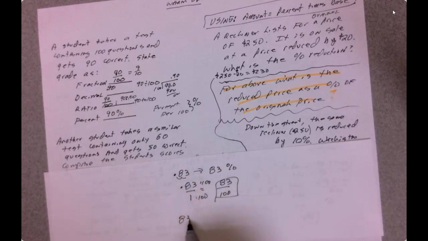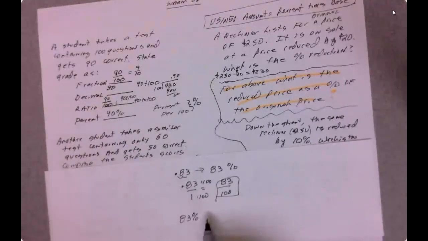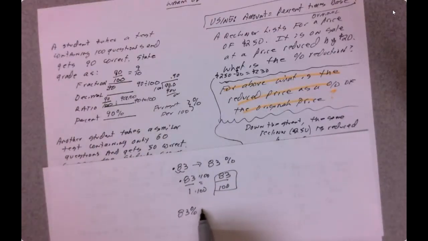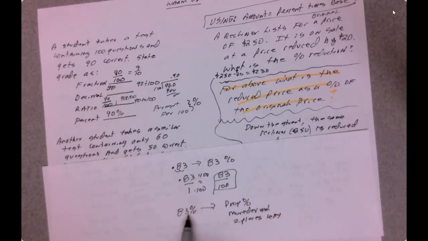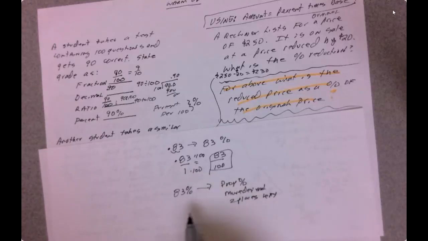If you have the other option, you say, wait a minute now, I've got 83% and I want to go back to a decimal. Well, the mechanics of it are: drop the percent, move the decimal 2 places left. So drop percent, move the decimal 2 places left, and you come back to 0.83. And you say, okay, well now, how is that going to work? Well, here's how it's going to work.